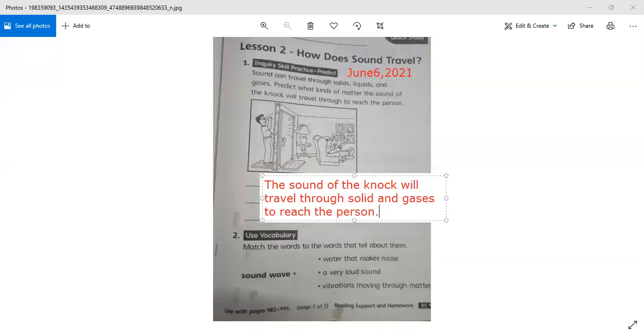We said that the door is solid. If you want to add more to your answer, you can write that the door is solid and here the air is gas, to know where is the solid and where is the gas. The sound of the knock will travel through solids and gases to reach the person. We said that the door is solid and the air is the gas.